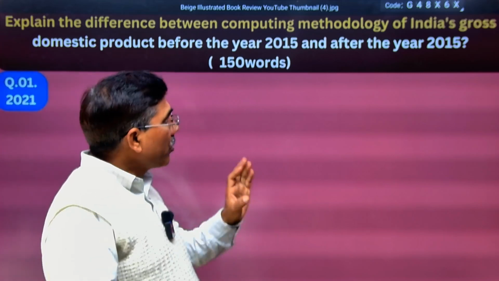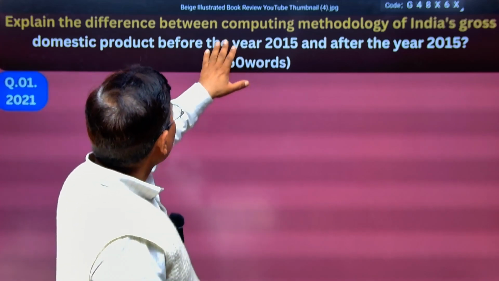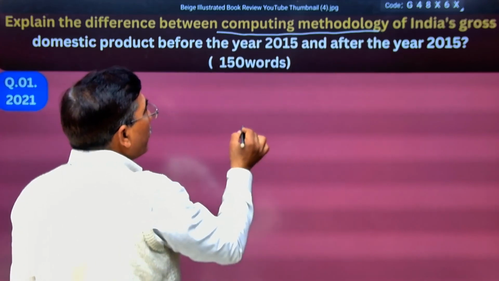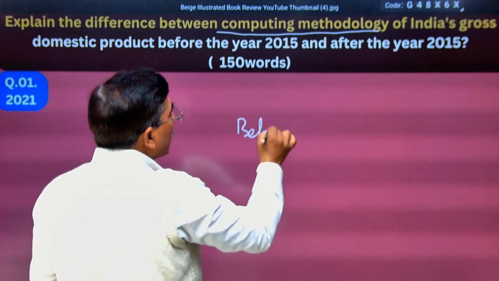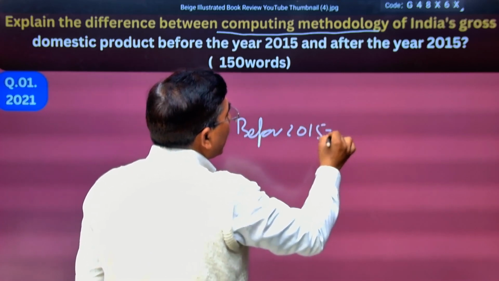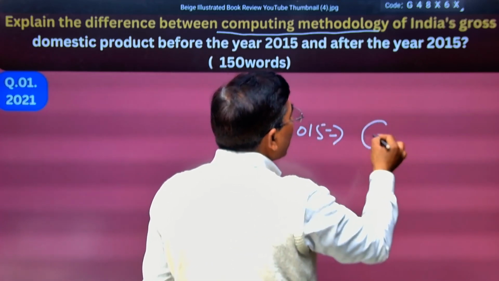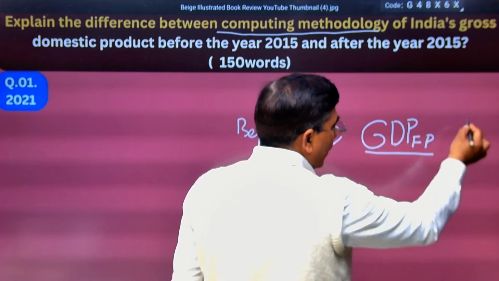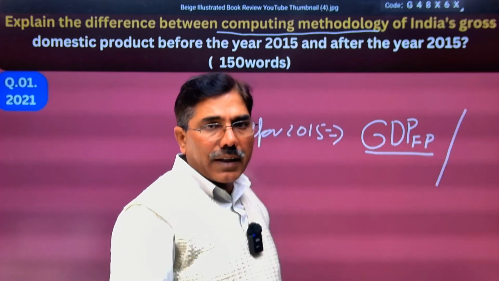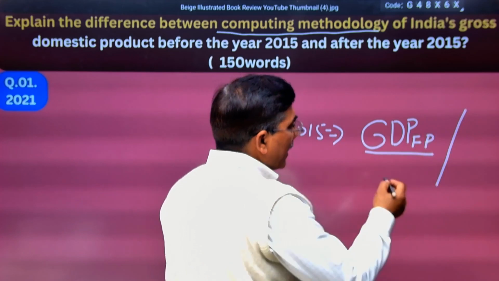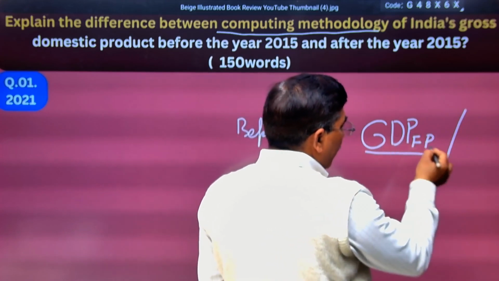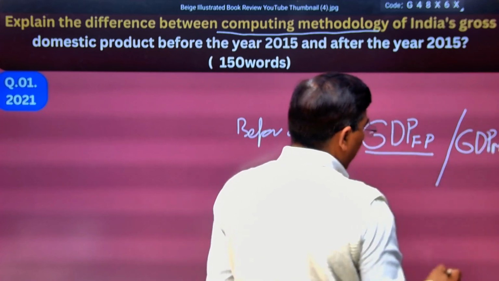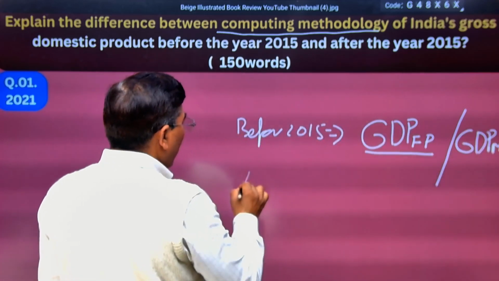What is the second issue? When you are clear about the concept, now you have to understand the difference in the methodology. Before 2015, we were calculating gross domestic product at fixed price. In our economic survey, the government gives statistics on both fixed price as well as gross domestic product at market price.